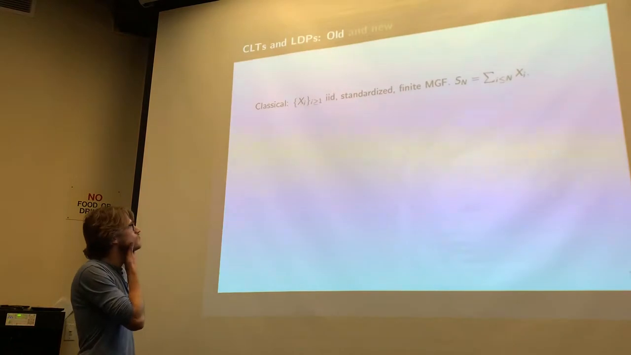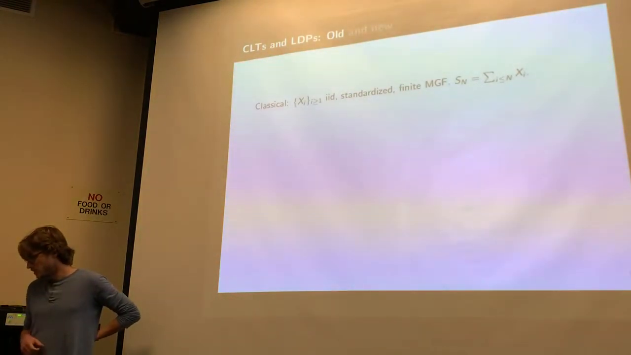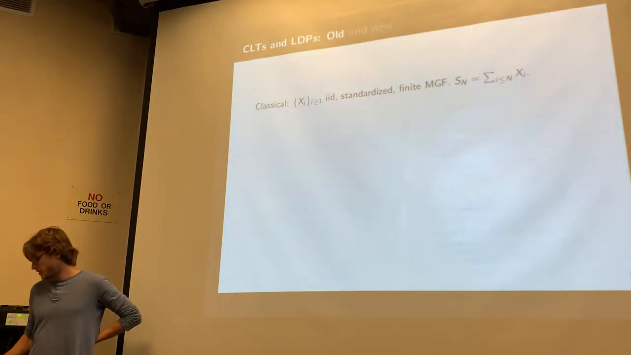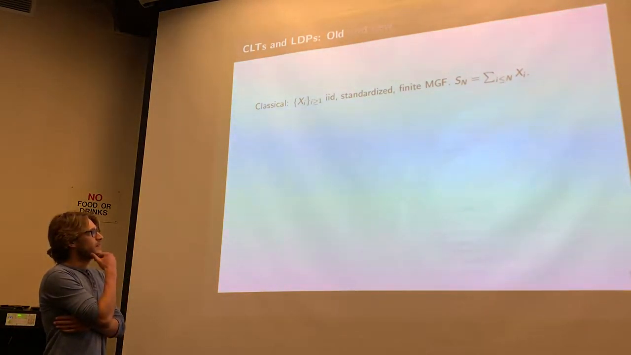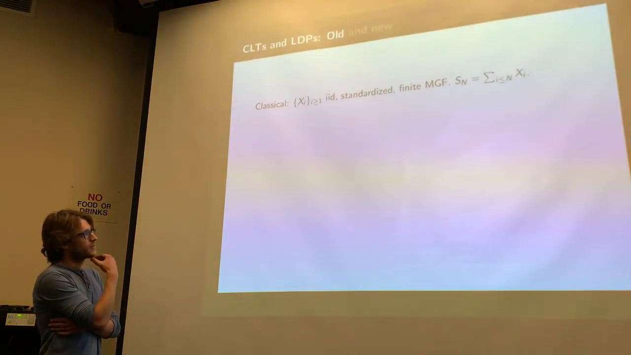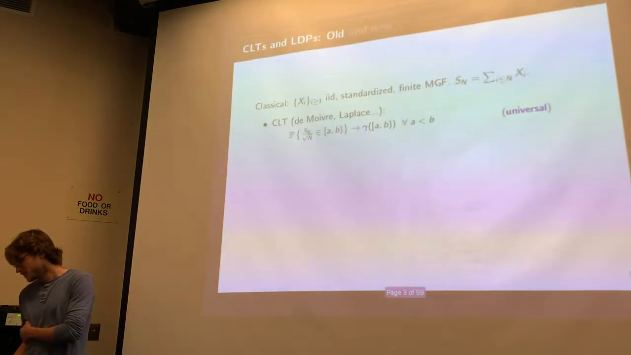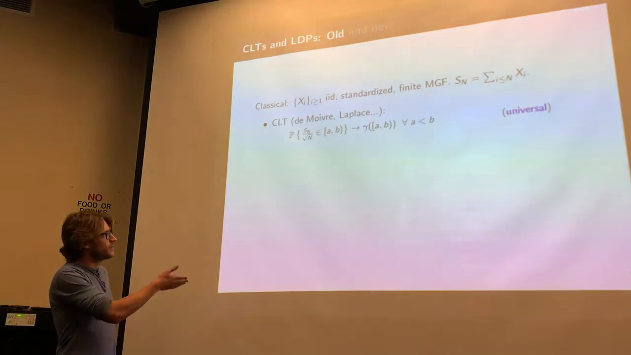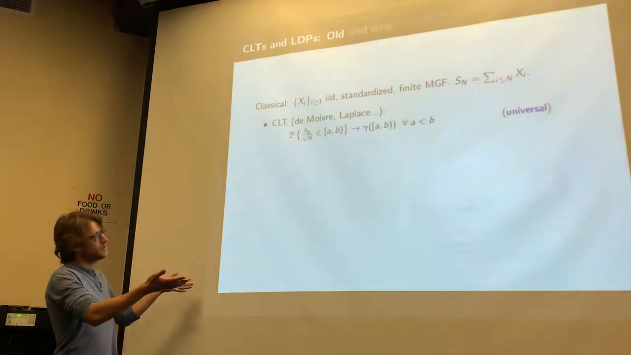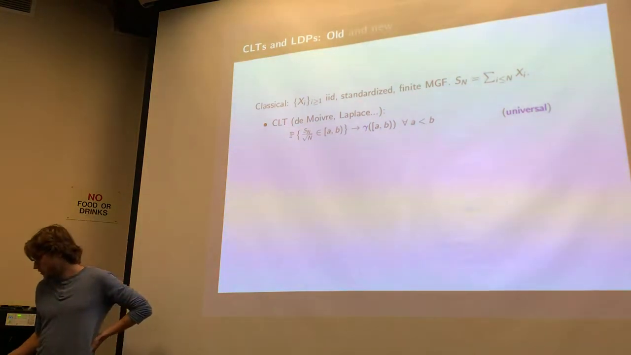So I'd like to start this talk with something that everybody knows: classical CLTs and large deviation principles for partial sums of IID variables. So X_i will be IID, unit variance, with finite exponential moments. S_n is a partial sum. The CLT goes back a very long way, and it says that if you look at this variable at scale square root of n, then you get convergence to this universal Gaussian measure.